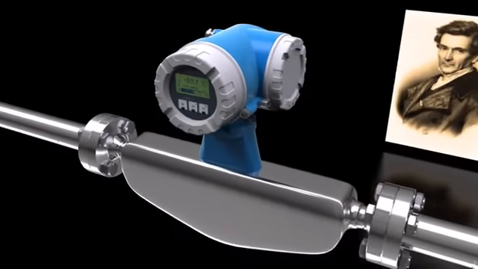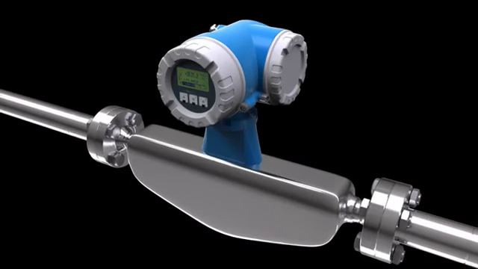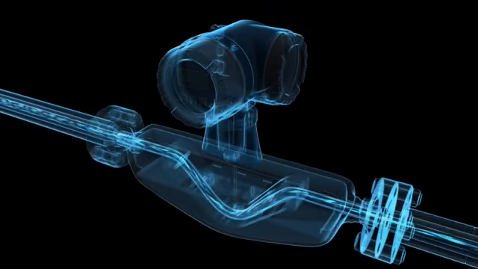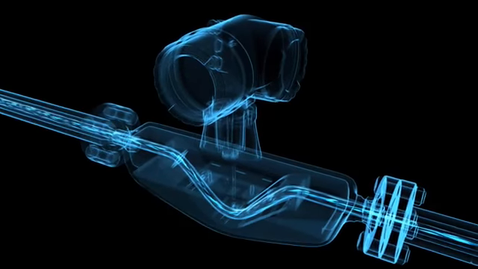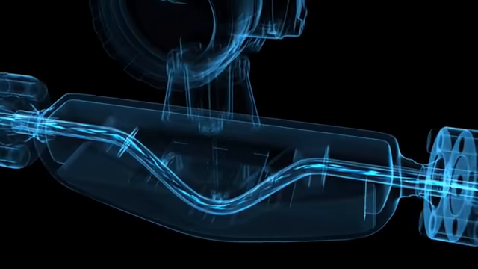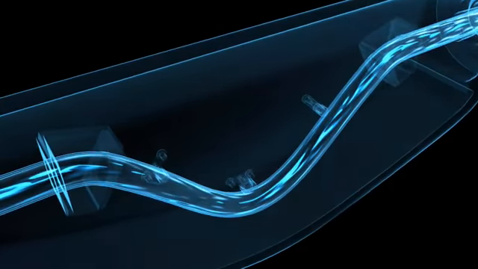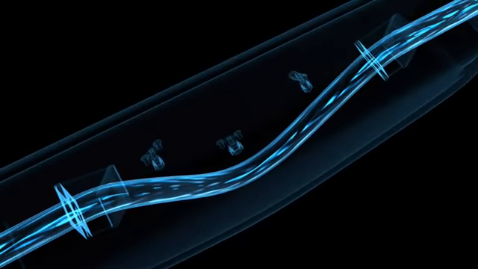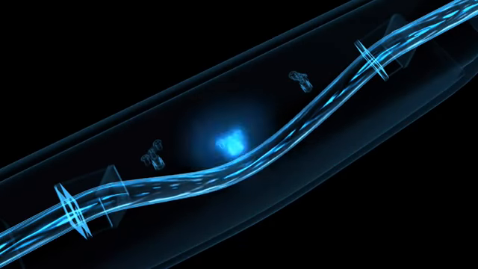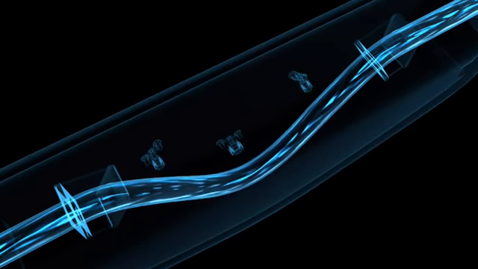What is interesting is that the Coriolis principle allows the flow of mass to be directly measured. Let's take a closer look at how this measurement method works. A tube is located inside each Coriolis flow meter. An exciter causes this tube to oscillate constantly, here in an exaggerated example.